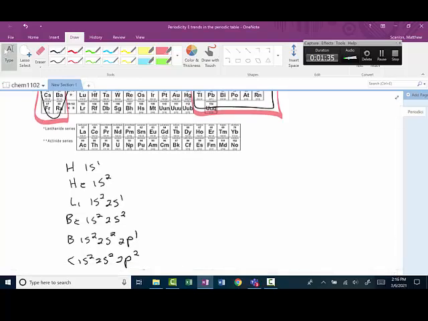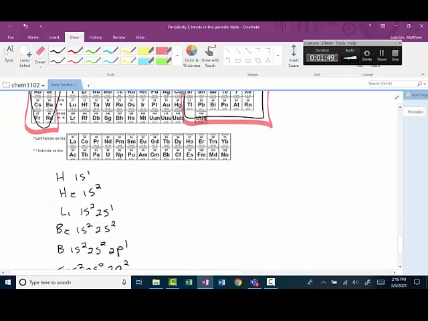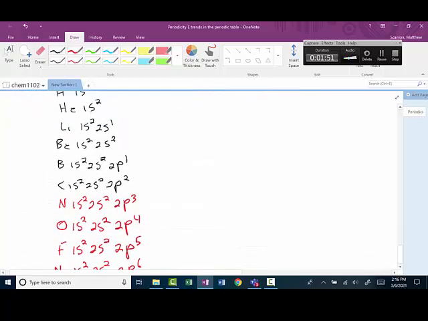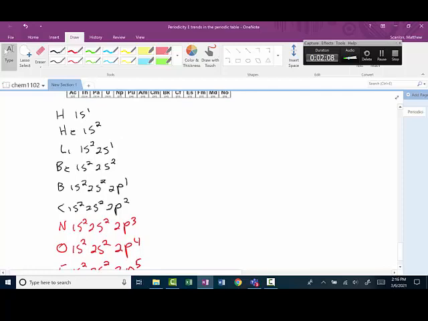And I need you to stop the video and write out the electron configurations up through neon right here. Okay, so you need to do nitrogen, oxygen, fluorine, and neon. Okay, so here they are. Nitrogen's 1s2, 2s2, 2p3, fluorine 1s2, 2s2, 2p5, etc. Okay, and we don't want to write all this out all the time.